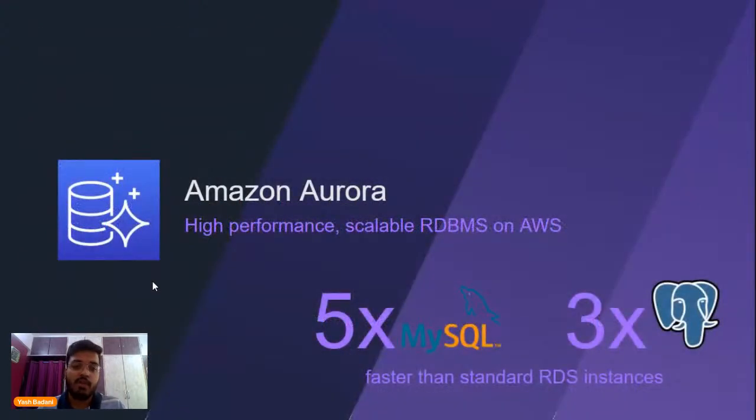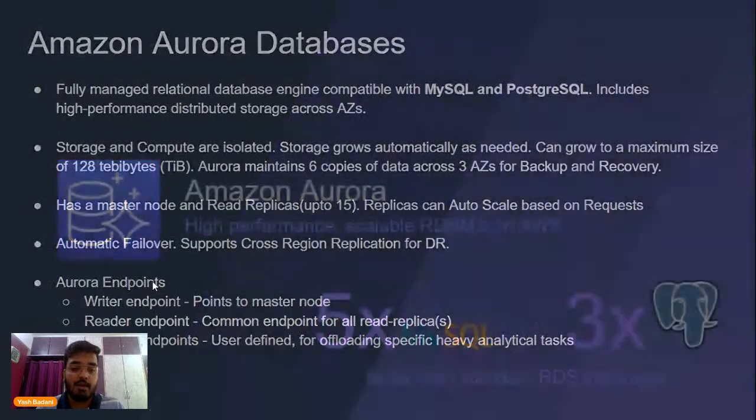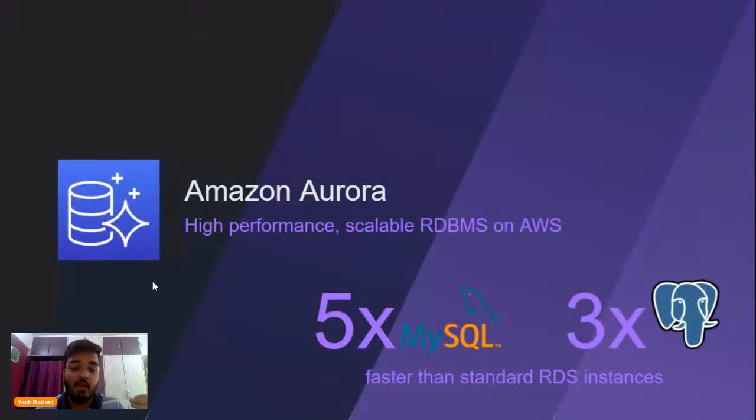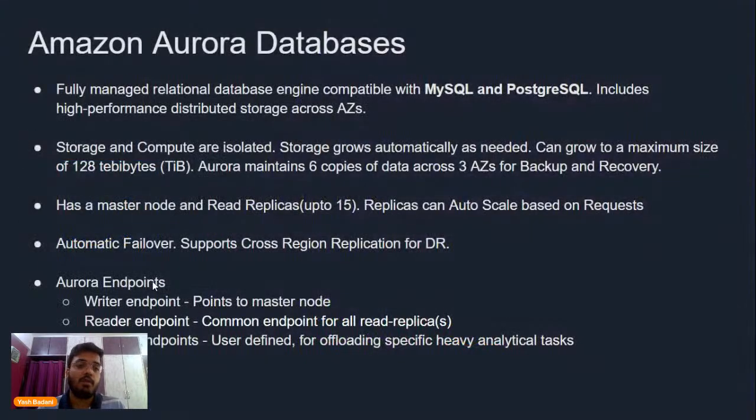Moving to Aurora, right? The other offering that we were talking about. This is an Amazon offering for a high performance and scalable RDBMS. It's 5 times faster than MySQL and 3 times faster than PostgreSQL, right? And when we compare this, we are already comparing with RDS and not your on-prem systems. So it's that fast. So what's the difference?